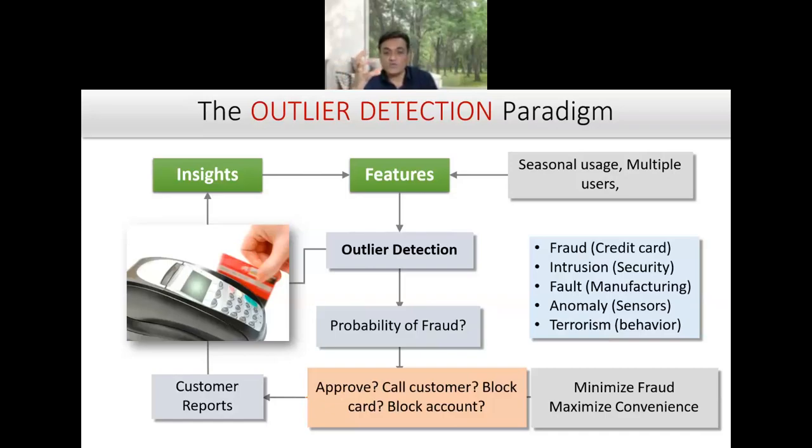So they want to find out some sort of outlier activities happening. Outlier detection is all about identifying abnormal usage of the credit card in this particular example. So there is a kind of domain expertise all about seasonal usage, multiple users, maybe a single credit card is being used by a number of family members.